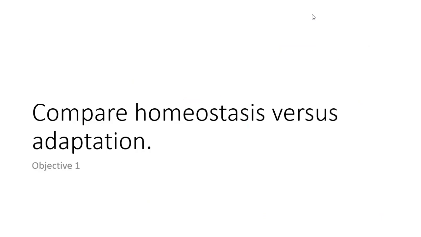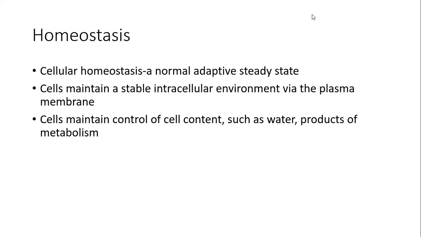So let's get down to the objectives. Objective 1, compare homeostasis versus adaptation. Homeostasis, as review, is that state where there's a maintenance of balance. At the cellular level, it's a normal, adaptive, steady state. Cells maintain a stable intracellular environment using the plasma membrane as one of the features that control that. Cells are able to control cell content, such as water and products of metabolism.